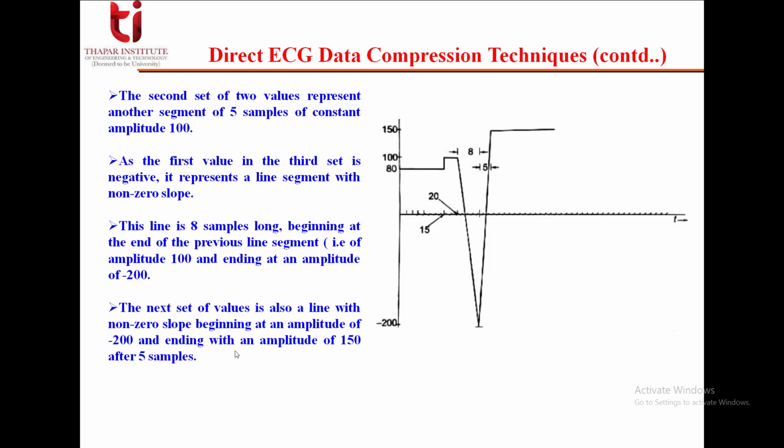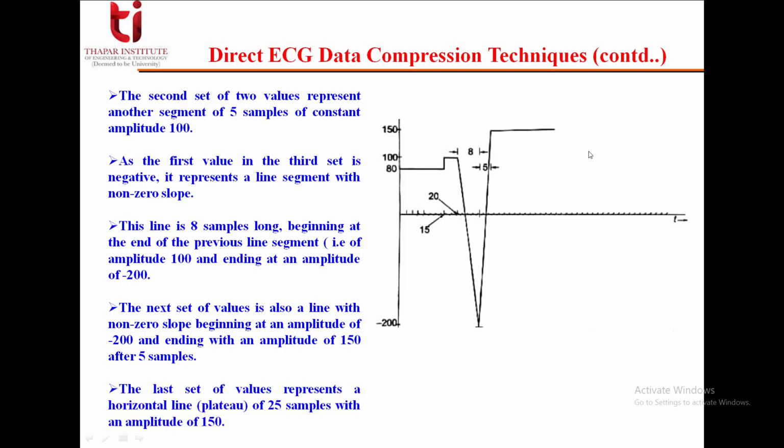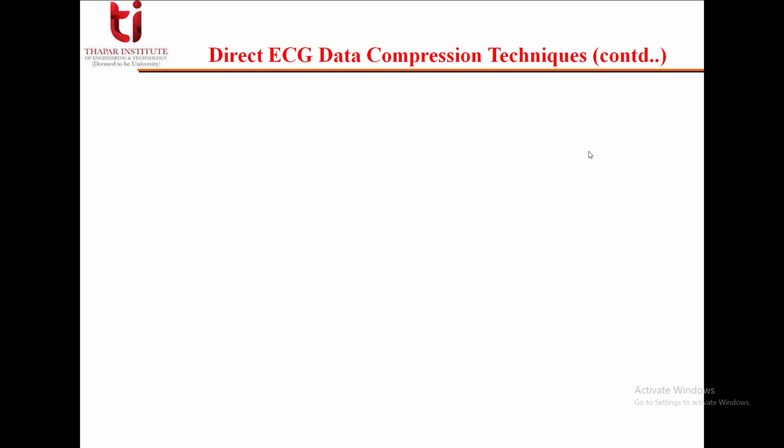Now the next value is also a line with non-zero slope beginning at an amplitude of -200, ending with an amplitude of +150 after 5 samples. Then you have 150 amplitude, but that is now a plateau, so it will have a constant amplitude. The last set of values represent a horizontal plateau of 25 samples with an amplitude of 150. So this is how we can reconstruct the compressed data using the AZTEC algorithm.